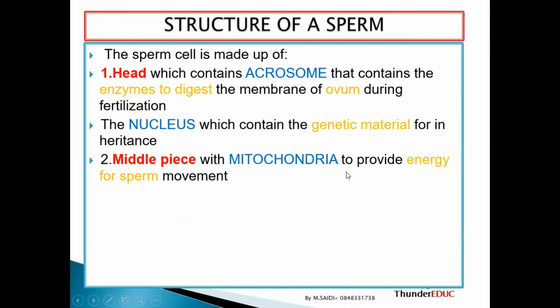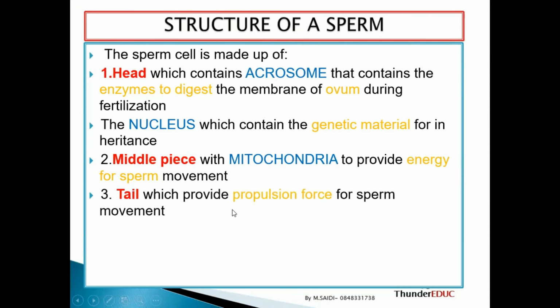We say that it has the mitochondria, it has the middle piece. Remember, your chest is for energy. If your chest is weak, you don't have energy. If the middle piece of the sperm is weak, the sperm won't have energy. Then it has a tail which provides propulsion force for movement, like for locomotion. It gives the forward force.